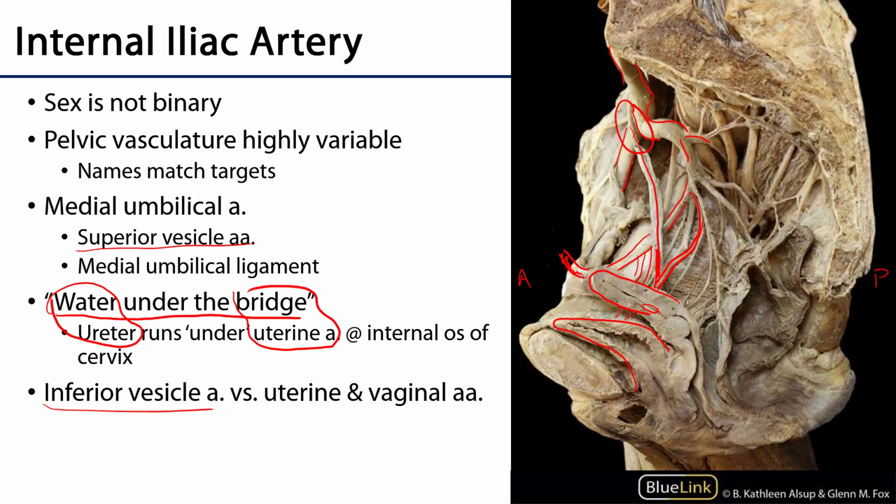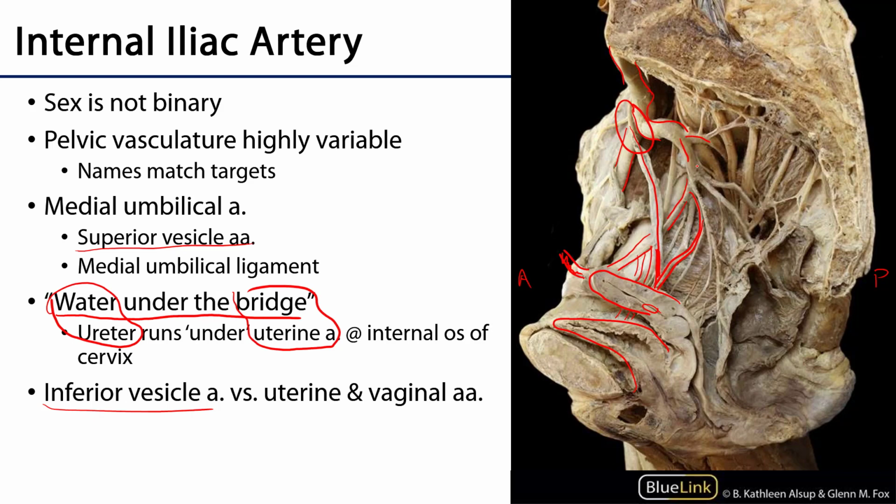So in some individuals, there will be inferior vesical arteries as branches directly from that anterior division of the internal iliac artery.